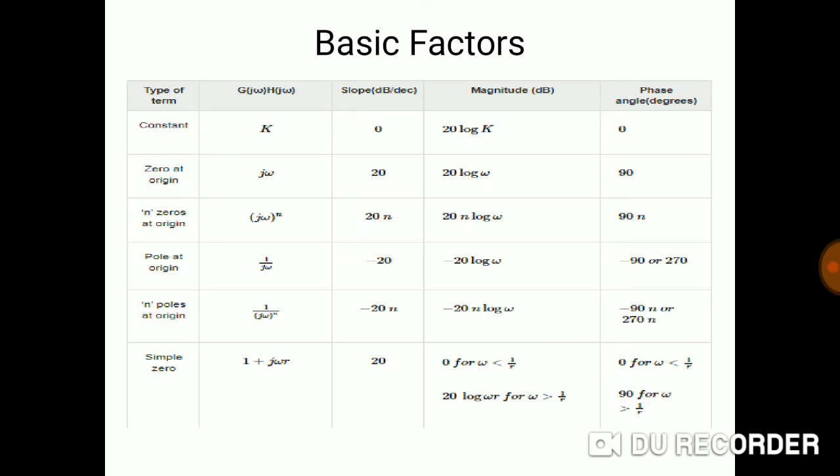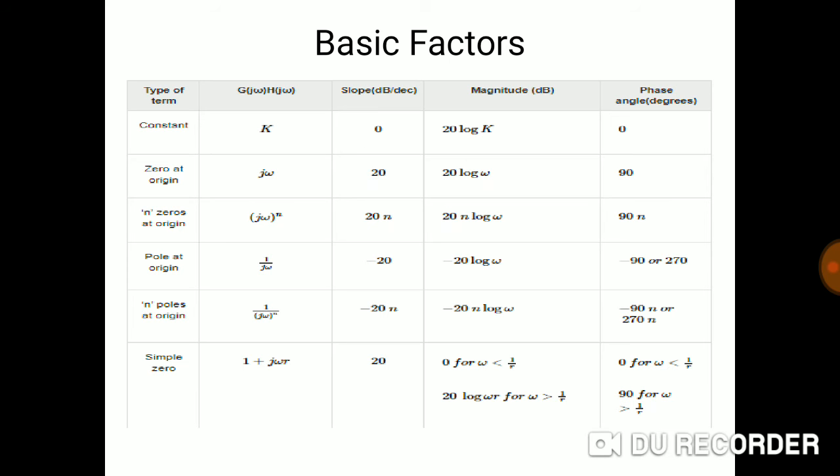These are the factors. There are 5 columns. The first one is the type of the form, in terms of the transfer function: j omega, 1 upon j omega, 1 upon j omega to the n, constant, multiple poles, multiple zeros. This is the symbol for that. Then what is the slope for the particular basic factor, what is the magnitude, and what is the phase. Once we complete this, it will be very easy to draw the Bode plot, because all of these are the factors, and the slope will be constant for the particular factor.